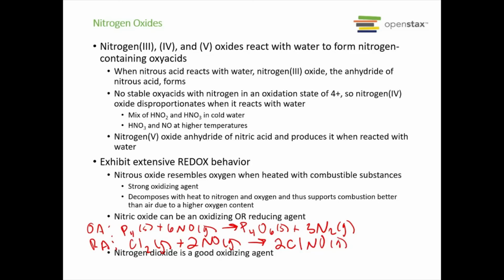Nitrogen dioxide, also the same thing as dinitrogen tetroxide, the dimer version, is a very good oxidizing agent. Just to give you an example reaction, we take some NO2 gas and react it with some CO gas. We get NO gas and CO2. So we've oxidized that carbon from carbon monoxide to carbon dioxide.